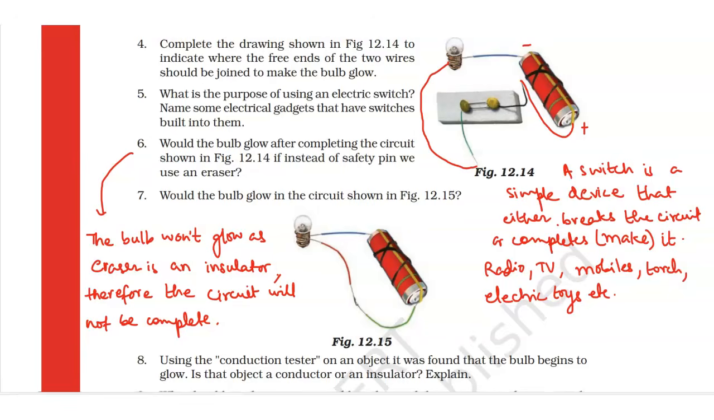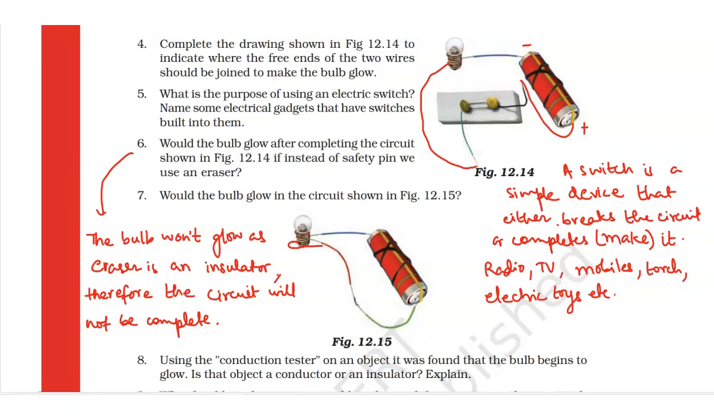Would the bulb glow in the circuit shown in figure 12.15? You see, will the bulb glow over here? In this point, you can see both the wires are connected to only one terminal of the bulb. So the current will not flow through the bulb and it will not glow. So we should make the necessary connections. What we should do, we should connect one end of the wire with one terminal and the other end of the wire with the other terminal.